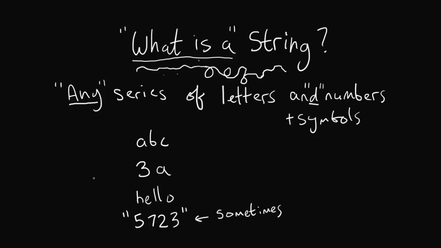So in JavaScript, you can have strings that are only numbers or partly numbers, but if a string has only numbers in it, then it's liable to be confused for a number, so keep that in mind. And finally, as you might have guessed, these crazy things are called strings because they're a series of letters.